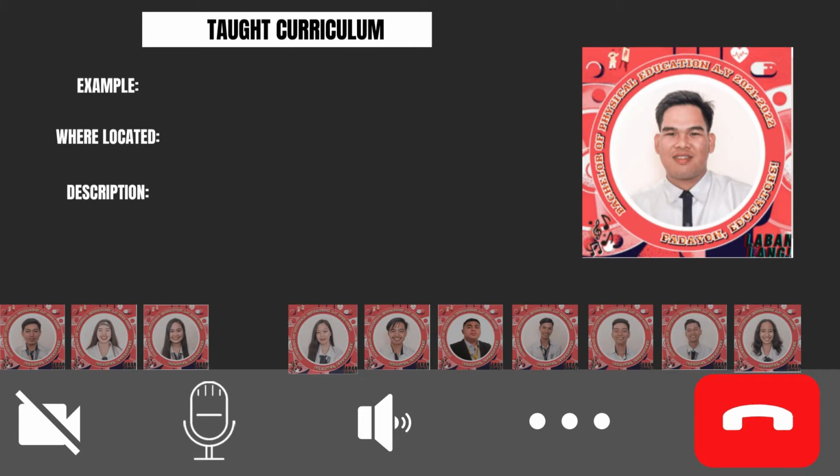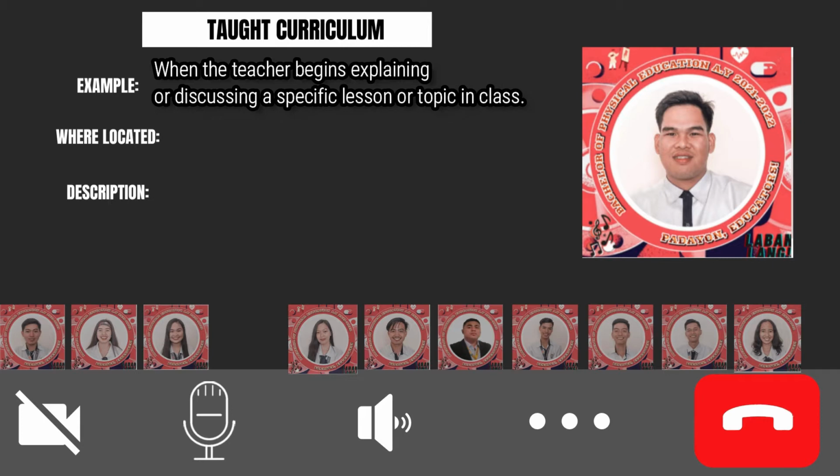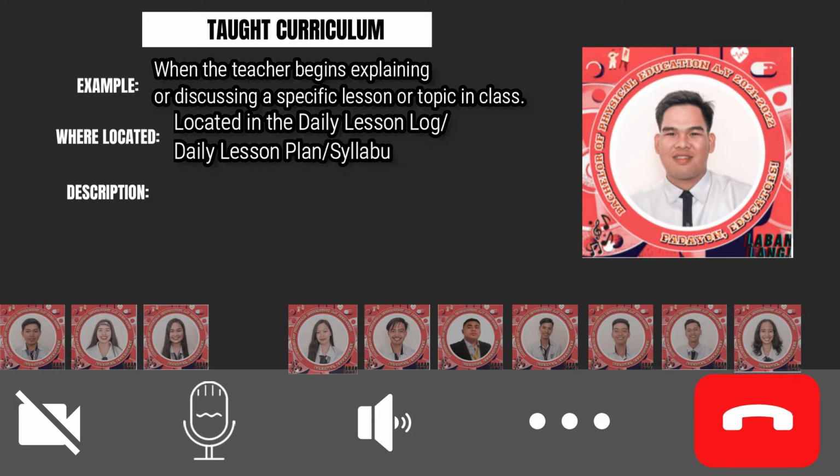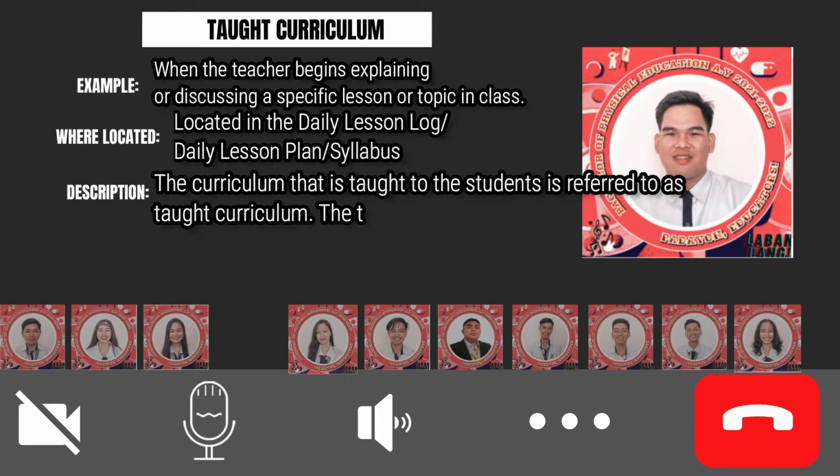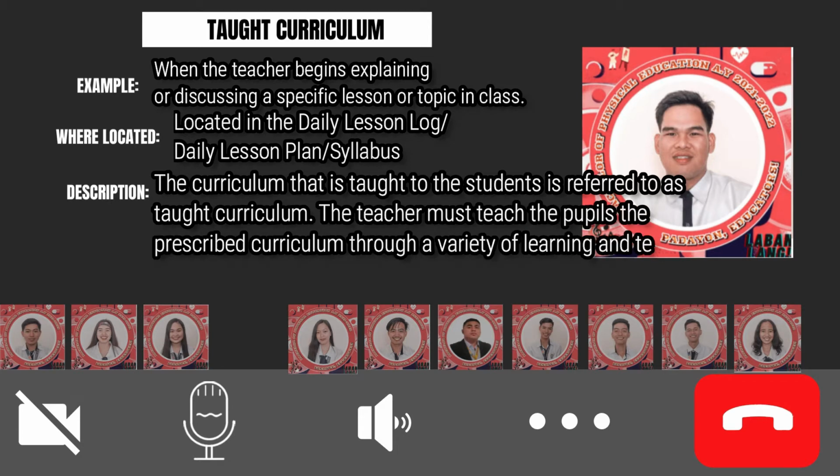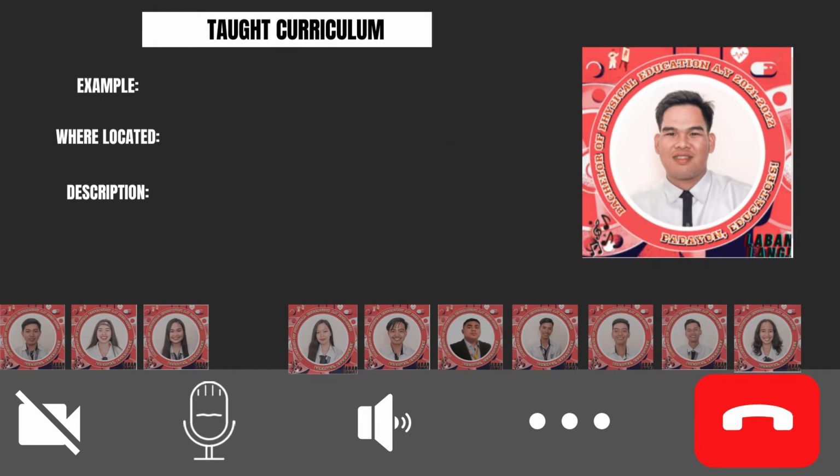Next is the taught curriculum. Example of it is when the teacher begins explaining or discussing a specific lesson or topic in class. It's located in the daily lesson plan or syllabus. The curriculum that is taught to the students is referred to as taught curriculum. The teacher must teach the pupils the prescribed curriculum through a variety of learning and teaching styles that are suitable for the students.